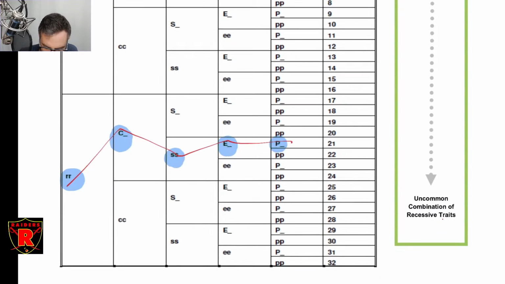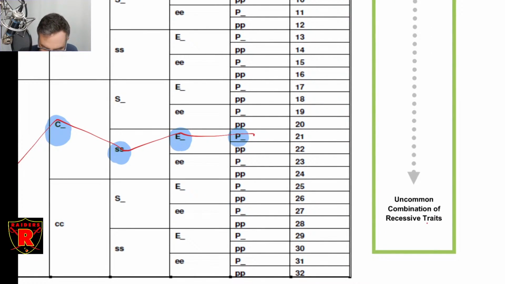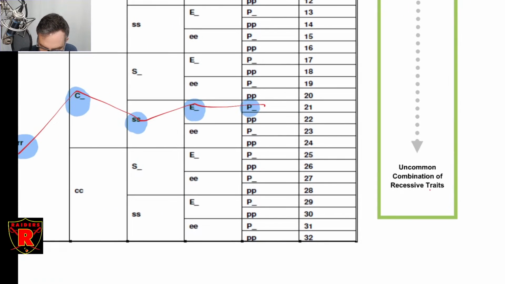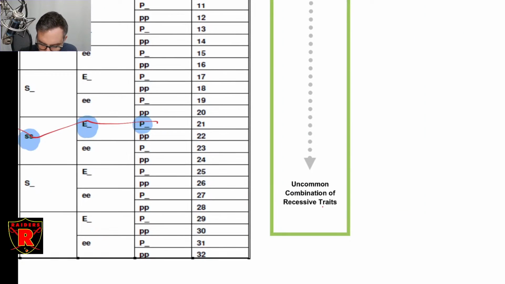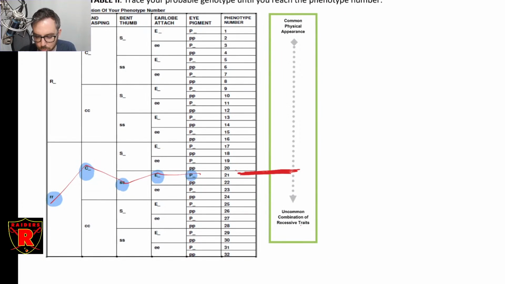Okay, and then you're going to go through and select each one. So I'm big C, I'm recessive for S, dominant for E, dominant for P. So my particular genotype would be combination of genes, and then the resulting phenotype, the phenotype is what it looks like, is relatively uncommon. That puts me down here at 21. So the combination is relatively uncommon in the population to have my combination of alleles.